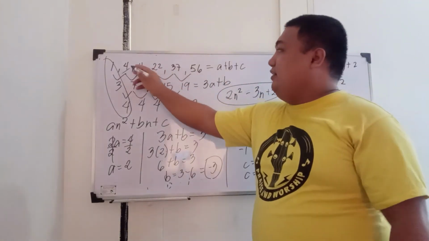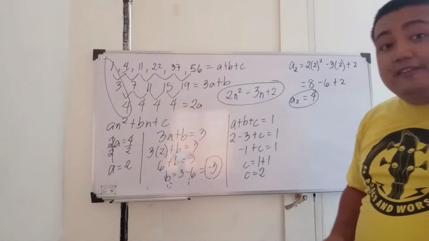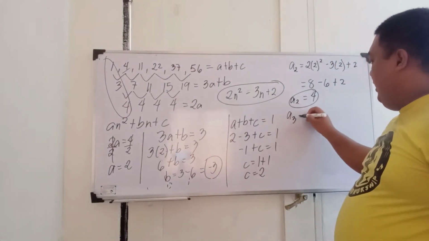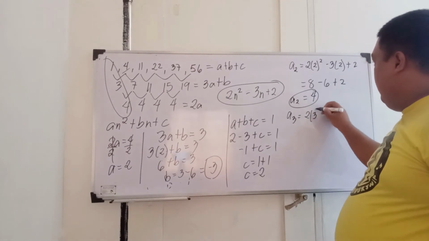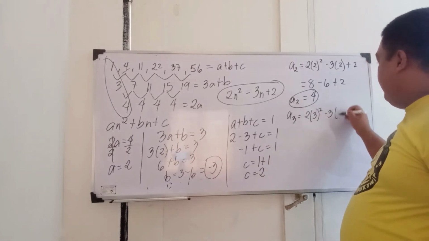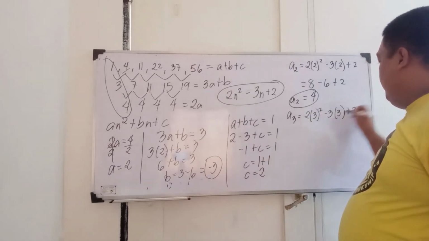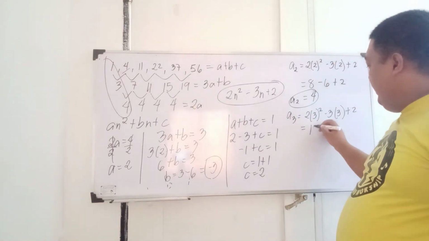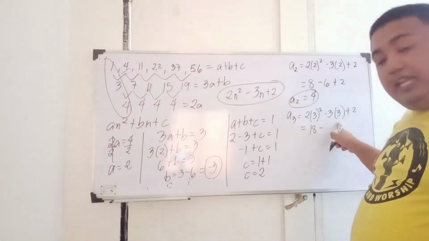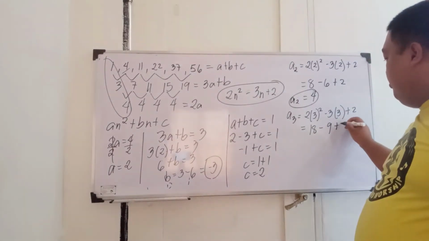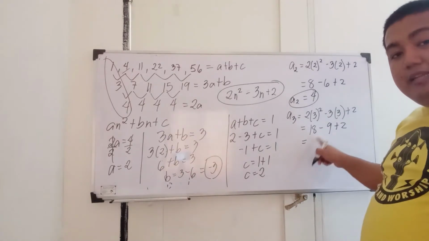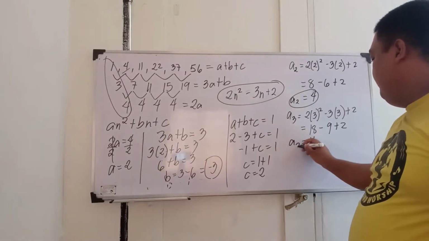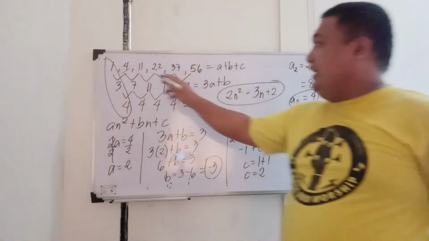Ito siya. Now, try natin si third term. A sub 3 equals 2 times 3 squared minus 3 times 3 plus 2. So, 3 squared, 9 times 2, 18. 3 times 3, 9 plus 2. 18 minus 9, that is 9 plus 2, 11. Which is, ito siya.